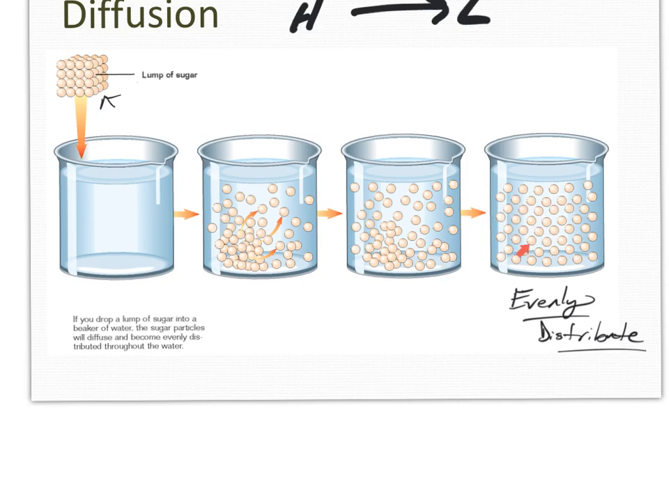And so they're going to move as far away from each other as they possibly can. And that's why they evenly distribute. Does that make sense? So this is, of course, equilibrium. This is when you've reached equilibrium. This is where it was not at equilibrium. This is high, and this is low. So if you were going to draw an arrow, you would draw an arrow from high to low, right? But here, they're all evenly distributed. All right, so let's go on to the next slide.